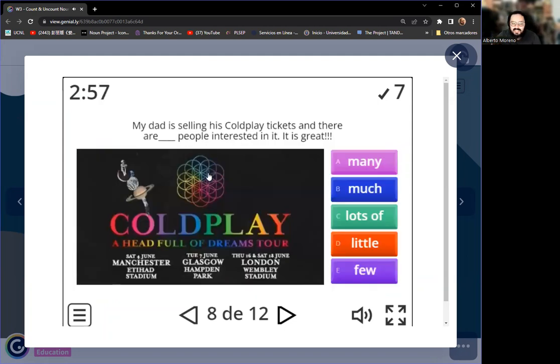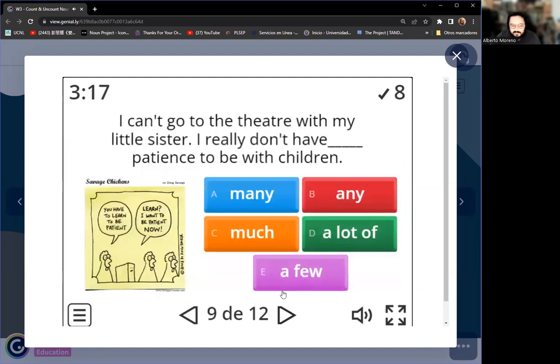My dad is selling his Coldplay tickets and there are people interested in it. It is great. Many, much, lots of, many people or much people. Much. A lot of. Lots of. Le fallamos, pero many también podía ser la respuesta.